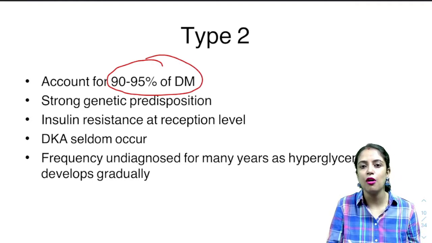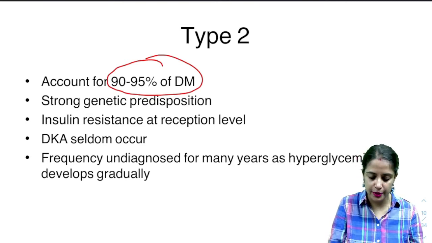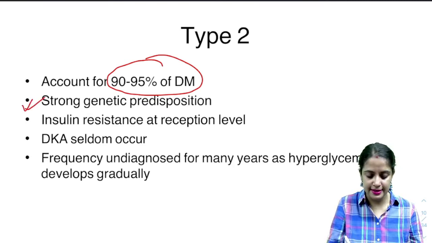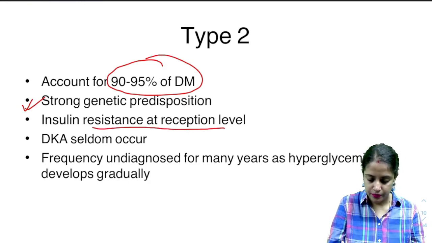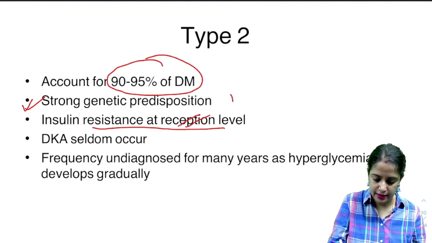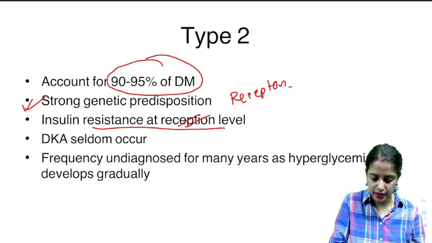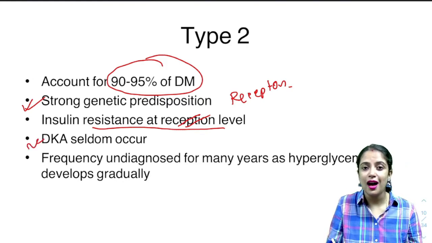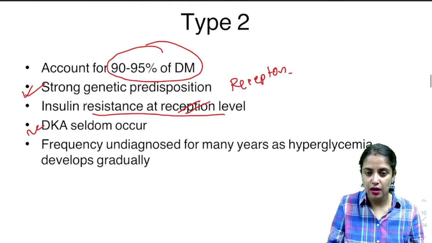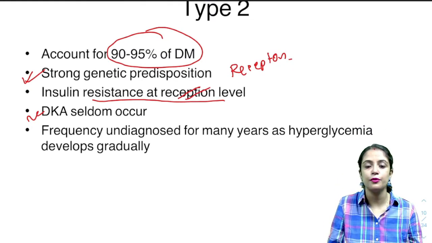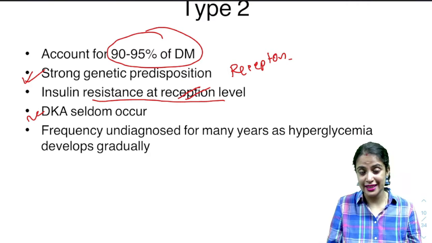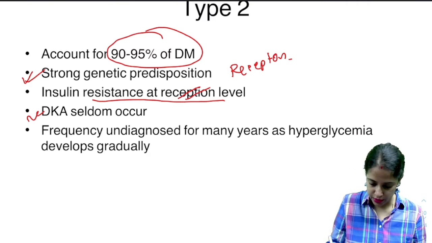Type 2 has a strong genetic predisposition. The main pathophysiology, as I said, in type 2 is insulin resistance at the receptor level. Diabetic ketoacidosis does not occur as often as in type 1 diabetes. They are frequently undiagnosed, and that is the main fear. They remain undiagnosed for many years, and usually they present to us with complications.